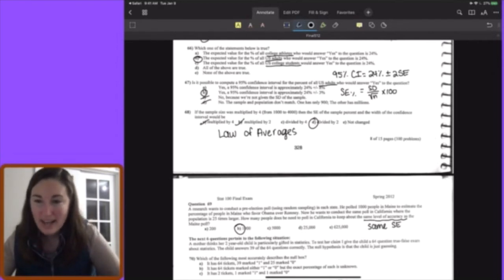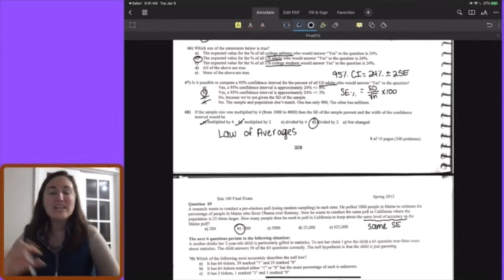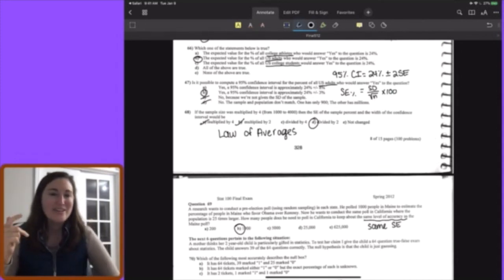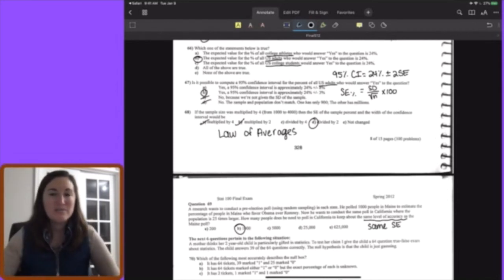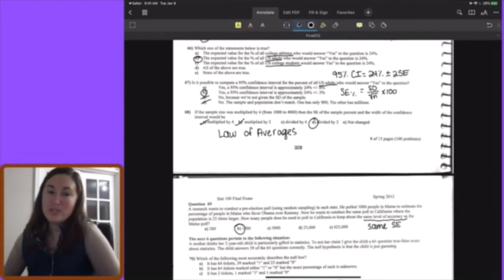Someone said, so you know you can compute a CI when it's random. Yes, you can use any of the formulas from exam 3, so expected value, standard error, confidence interval, etc., if you have a random sample, because otherwise we're using those formulas and our data is going to be biased, so they're not going to be accurate.